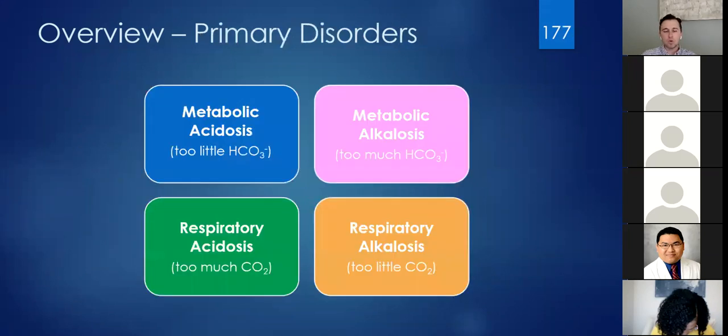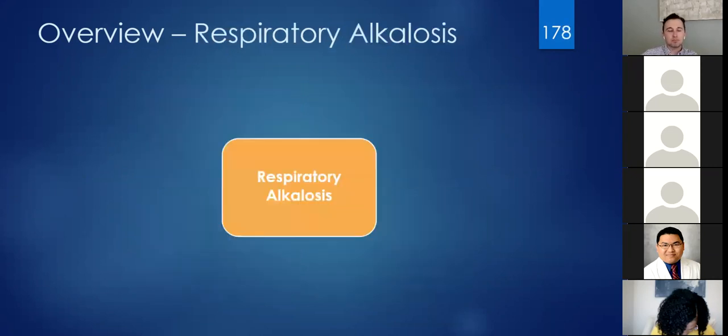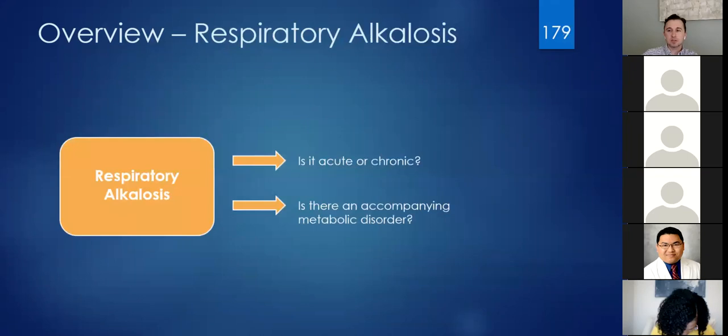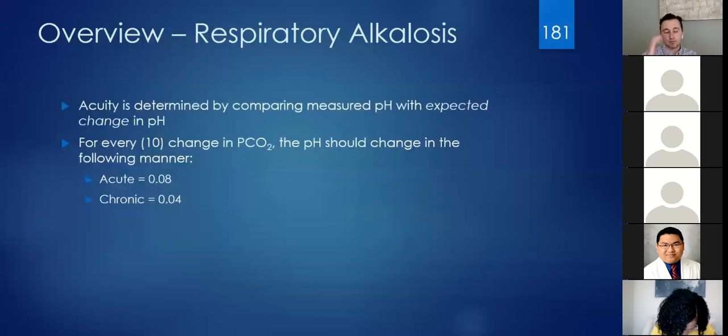Okay. All right, so let's finally talk about respiratory alkalosis. Now, just like with our acidosis, there are just 2 questions we have to ask ourselves. Is it acute or chronic? And is there an accompanying metabolic disorder? So you work through them the same way. Really, the difference is the directions in which individual values change and the total amount of change.